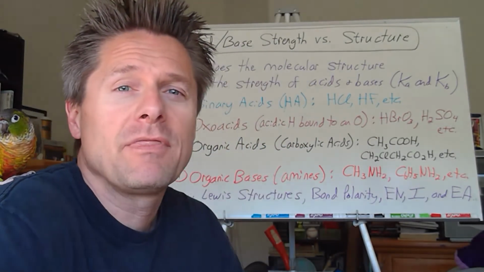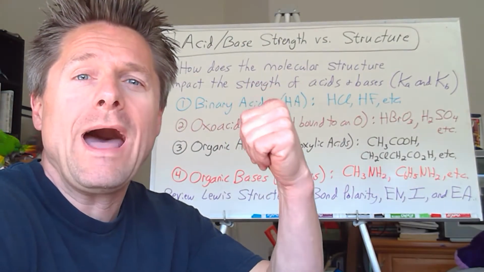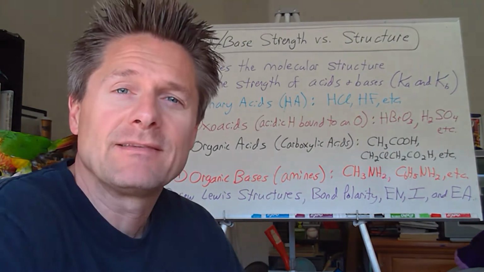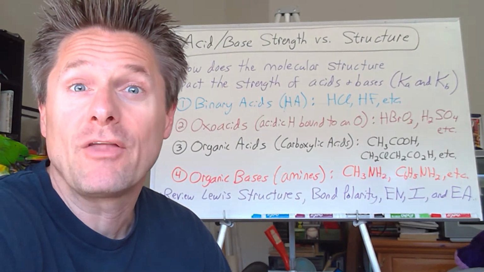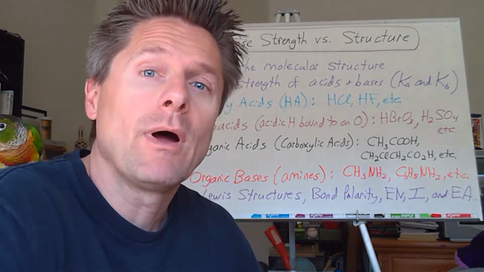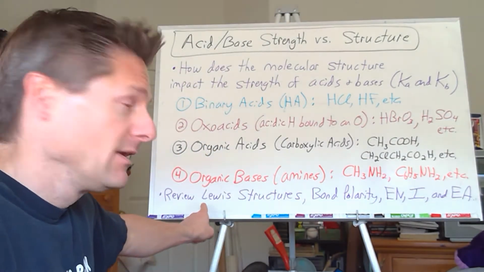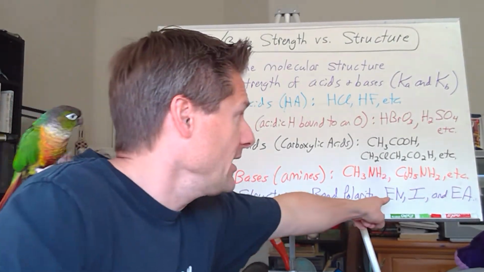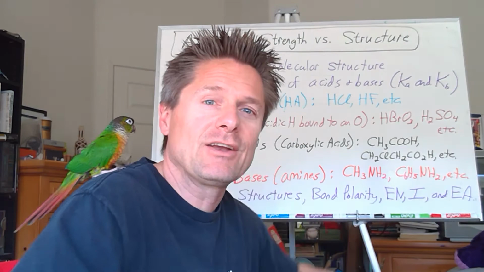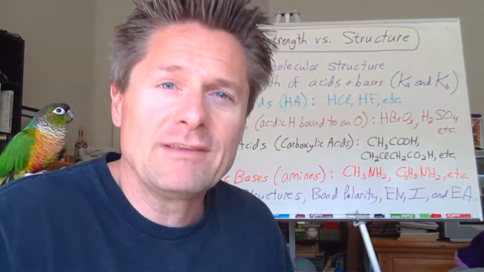Video number 12, the hopefully last one in our series on acids and bases. We're going to get away from a lot of the math today. We're going to look at some theory and ask why certain acids and bases have the Ka and Kb values that they do. So we're going to look at it based on their structure. I want you to review Lewis structures, bond polarity, electronegativity, ionization, and electron affinities, all that fun stuff. We're going to need to look at those values while we're doing these.